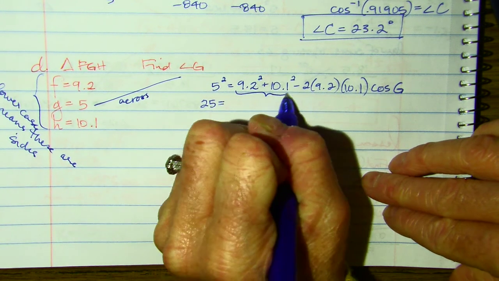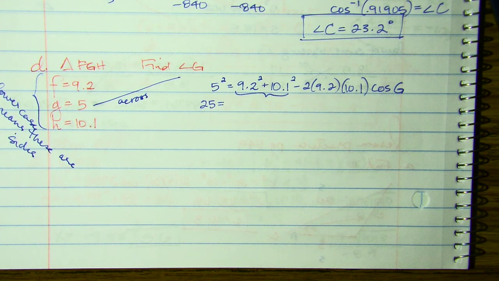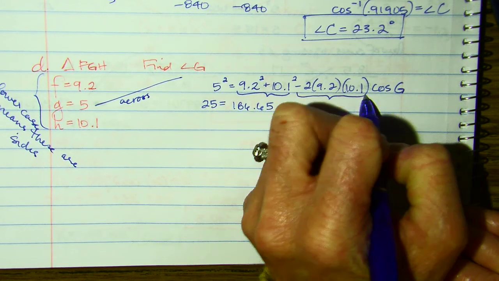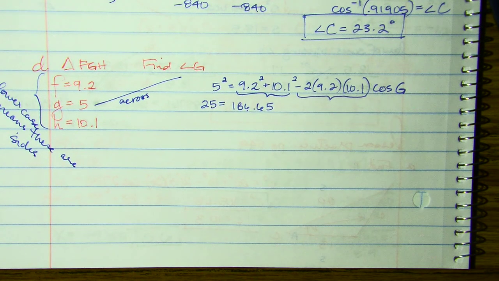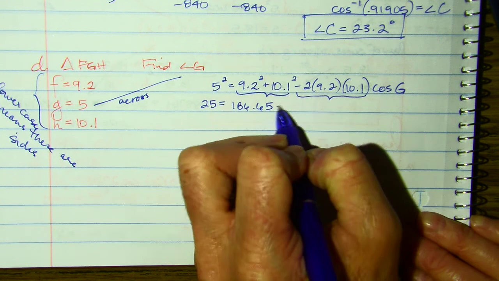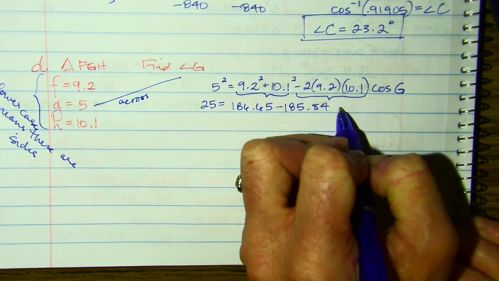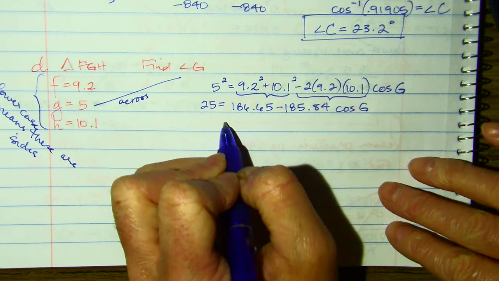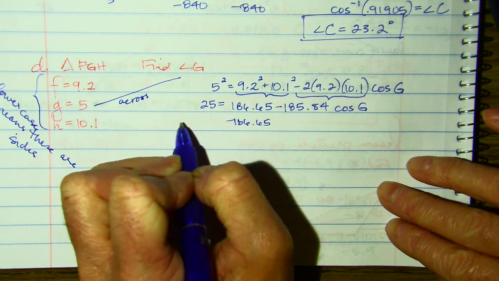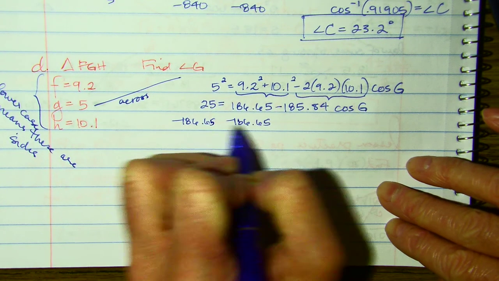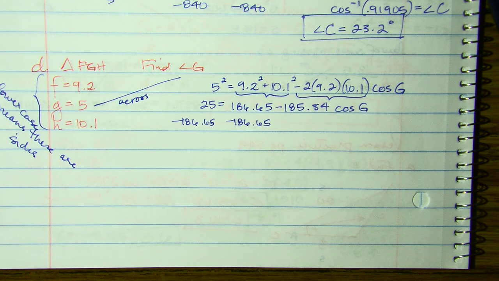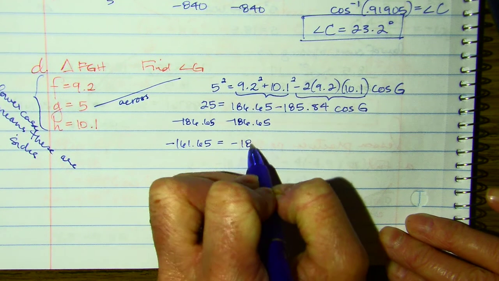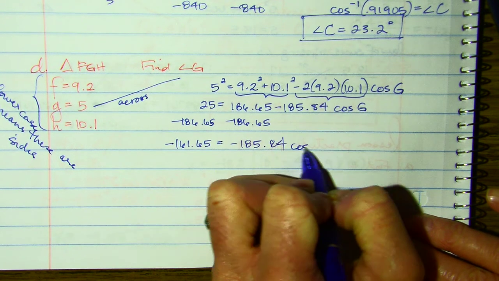So simplify this part. 9.2 squared plus 10.1 squared, and I got 186.65. Now simplify this part. So negative 2 times 9.2 times 10.1, and I get negative 185.84 cosine G. So I'm going to subtract the 186.65. 25 minus 186.65 gives me negative 161.65 equals negative 185.84 cosine G. I'm showing you all my Algebra 1 steps, right?